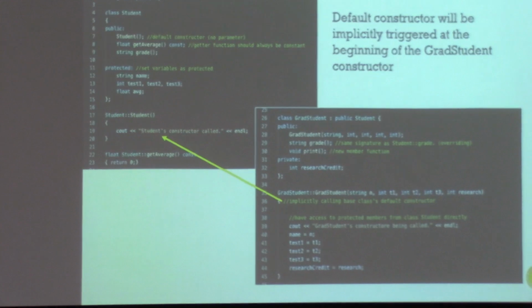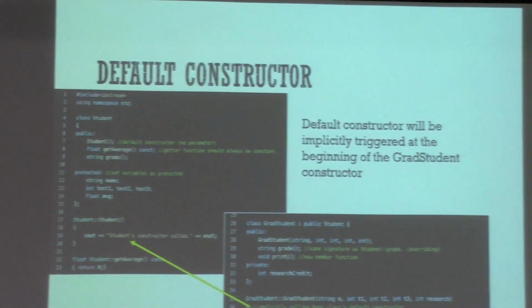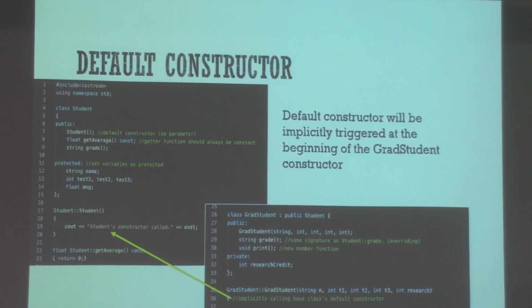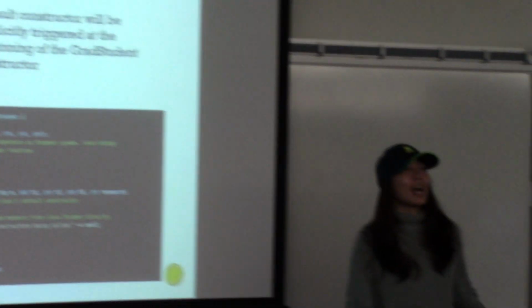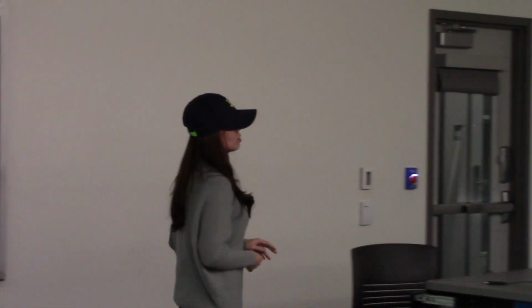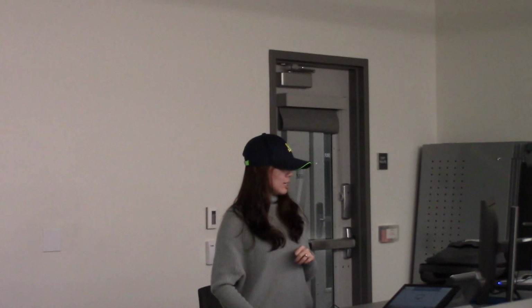Next slide. All right, default constructor. Default constructor will be implicitly triggered at the beginning of class. So one, you do not have to control when to trigger it. Two, it will be triggered. It has to be triggered. You can't even cancel it. Okay? Let's look at grad student.